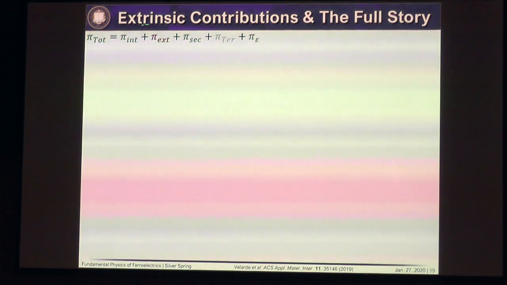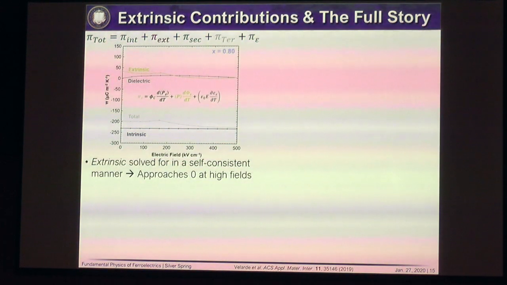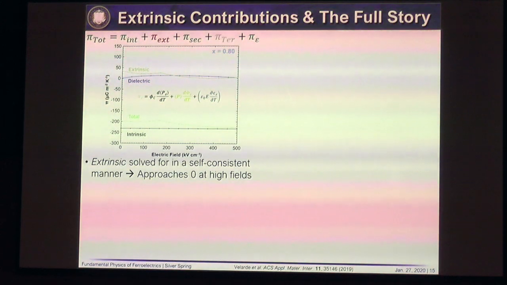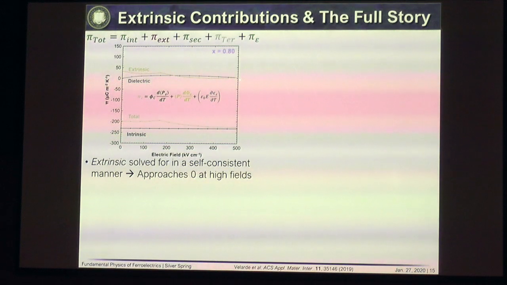Okay, so bringing it all together here, we've got to get the extrinsic contribution dealt with, and then we can have a full story of what's happening. So we have this expression. The only thing that we haven't figured out here is the extrinsic contribution for these materials. And what we can do is solve for this in a self-consistent fashion. We've measured everything else, and we know that this extrinsic response should go to 0 as it goes to high fields.